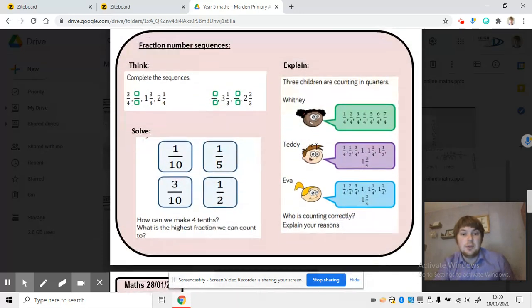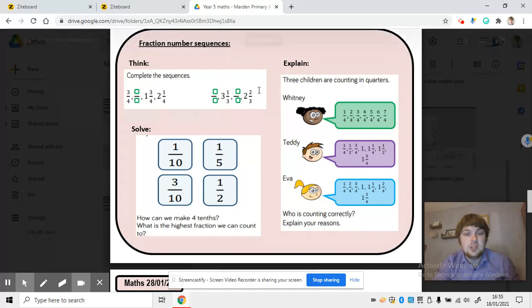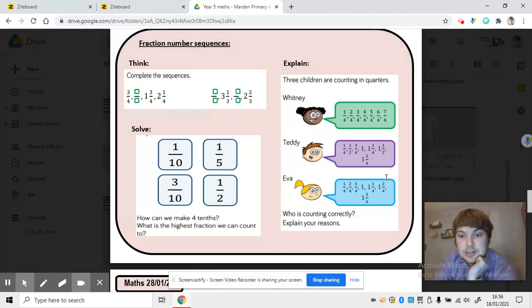Now, when you've done that, you have your think, your explain, and your solve. So think is very straightforward in that you have to complete these sequences, see what your missing pattern is. On explain, 3 children are counting in quarters. So who is counting correctly? Work out each of theirs, work out who's gone right, who's gone wrong.